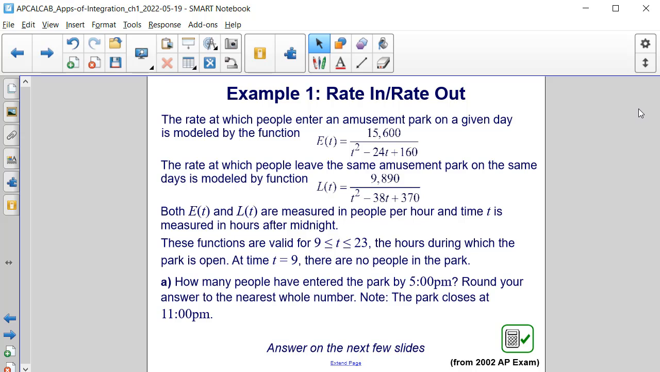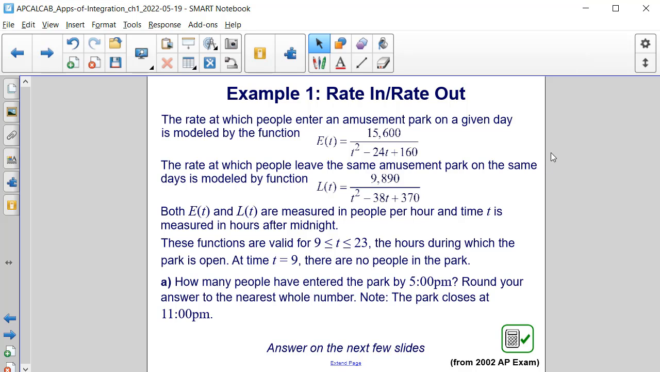At time t equals 9, there are no people in the park. This means that at 9 a.m., the park opens. So therefore, there are no people that exist in the park prior to that time. And t being less than or equal to 23 means that the park closes at 11 p.m.